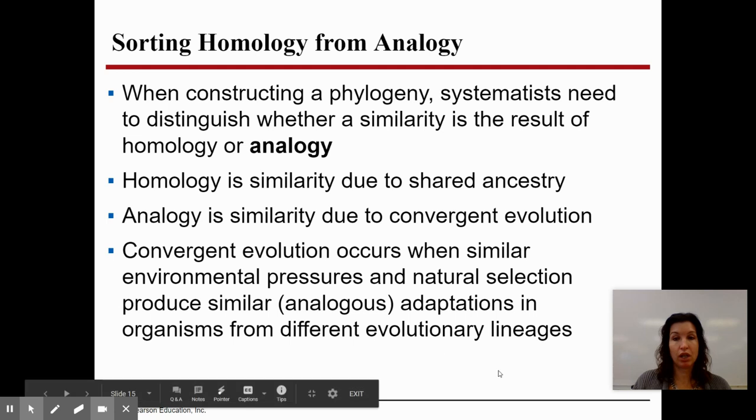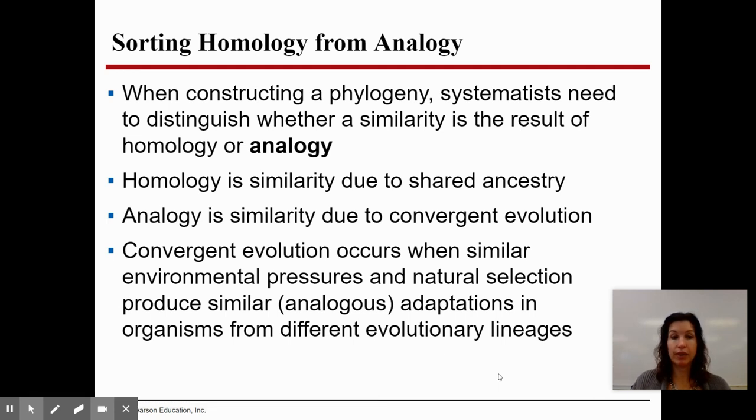So convergent evolution occurs when similar environmental pressures and natural selection produce similar, which are analogous, adaptations due to the environment.